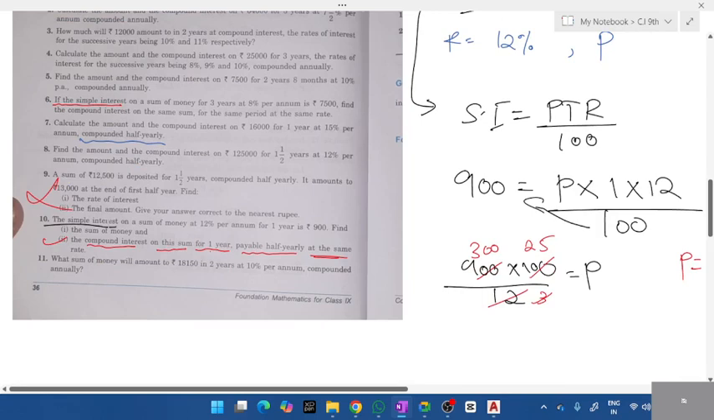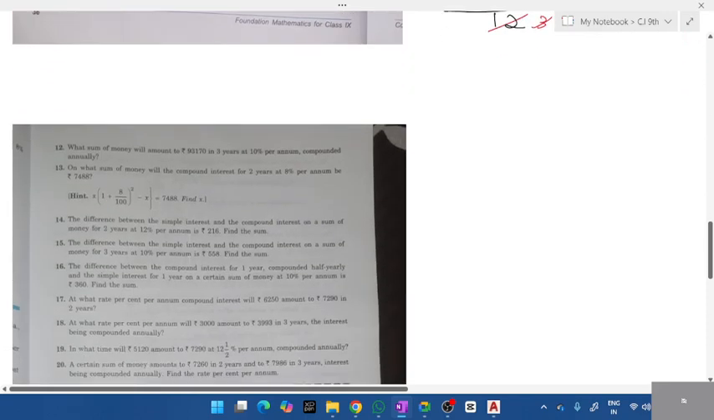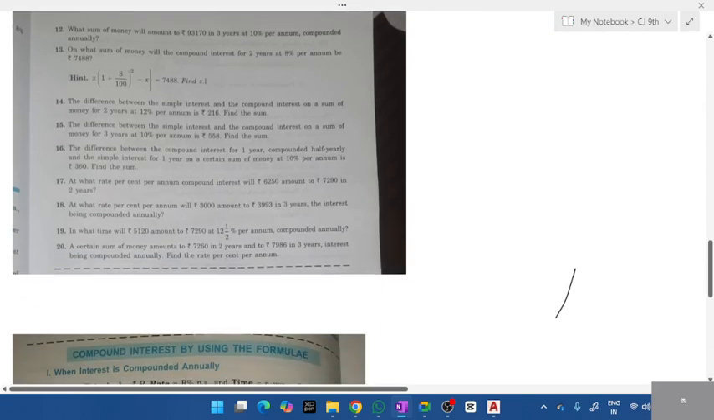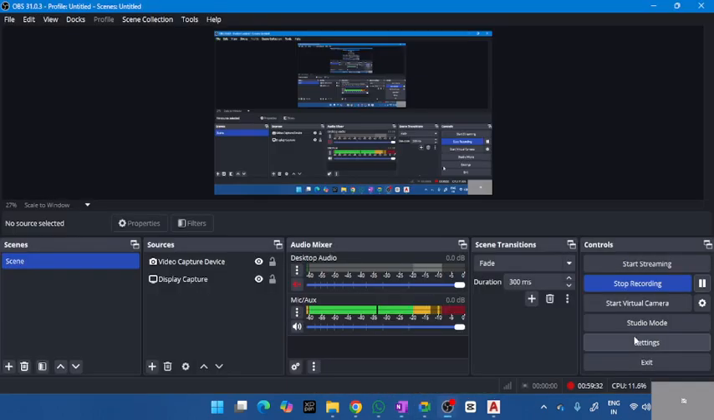One question for homework. I have given the eighth one for homework. You'll have to try that. Let me see the 11th. What sum of money will amount? Okay, amount is given. Tomorrow we'll try this. Tomorrow 11, 12, 13, 14. Okay, tomorrow we'll complete it. Try that one question for homework, students.